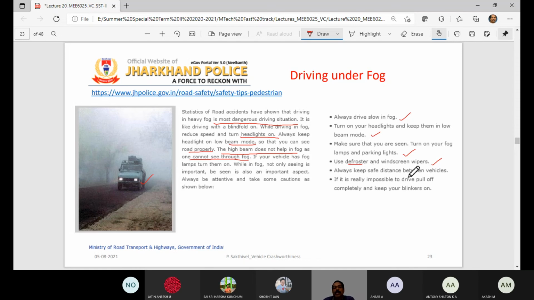So windscreen wiper is essential because that would condensate and the water droplets can be wiped and you have a clear vision ahead. Always keep a safe distance between the vehicles. If it is really impossible to drive, pull off completely and keep your blinker on. So these are all very important instructions as far as you are driving in an environment which is completely fog surrounded.